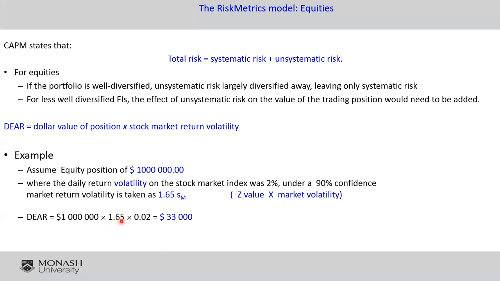So the Z value times the market volatility times the position of 1 million. This is 1.65 under 90% confidence, and this is actually the volatility of the index of the market. So this is what I will lose, 33,000. I'm using the Z value. You can use 95, you can use 99, it's up to you. You just change the Z value, and it can be changed easily. But the most important thing is actually the volatility here.